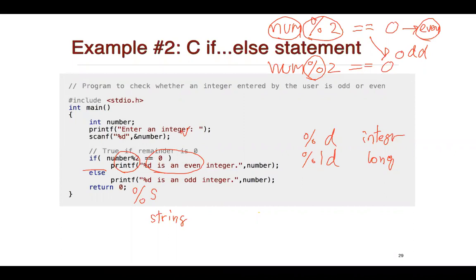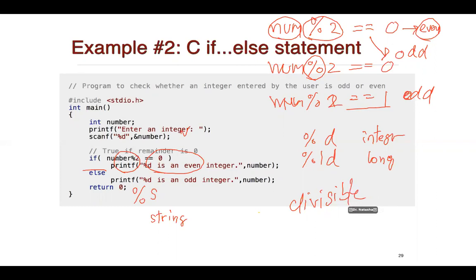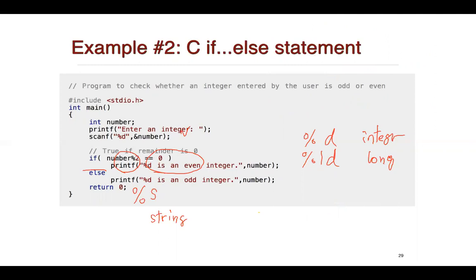But if num divided by 2, sorry, and the remainder is equal to 1, right? It will be an odd number. It cannot be divisible. So now you know the word divisible. Okay, this program is quite easy.